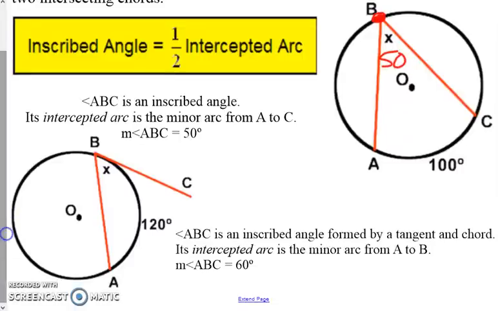One thing I want you to note is that this picture down here, that angle ABC still counts as an inscribed angle. It still fits our definition of the vertex falling on the circle. And in this case, it is this arc that is our intercepted arc. So our angle would be 1/2 of that. So our angle is 60 degrees. So that still falls under the category of an inscribed angle. Be careful about that situation.